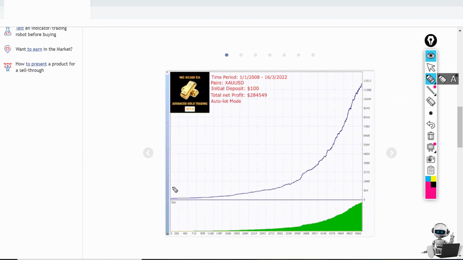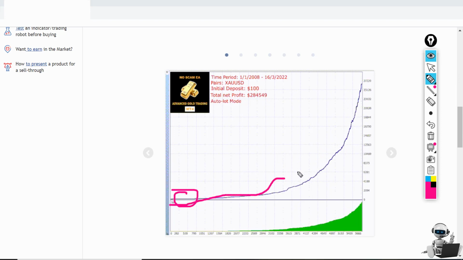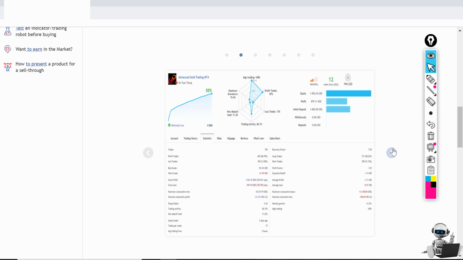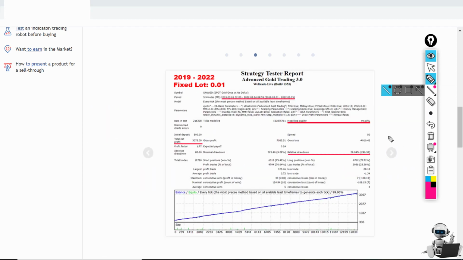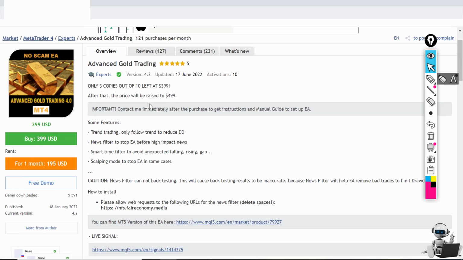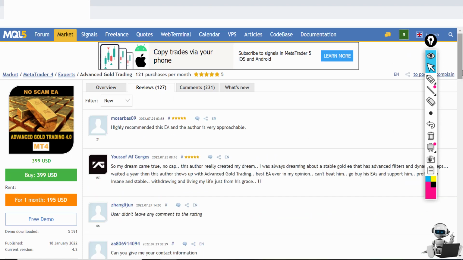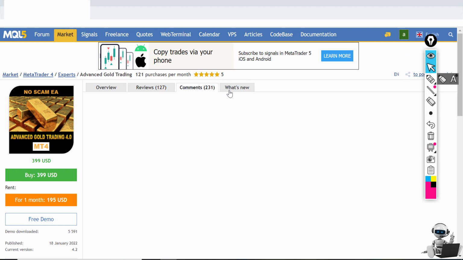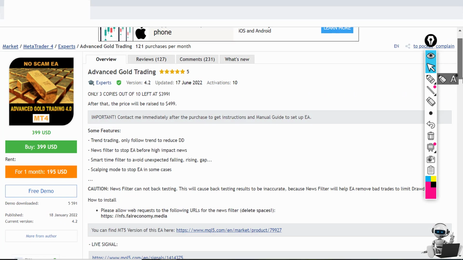For the backtest, you can see here we have a live backtest from the creator of the EA, and you can see the 99% tick quality. The drawdown has been only 9%, and we're going to see the live results and analyze them. For reviews of the EA, you can see we have many positive reviews for this expert. We have comments and so on.